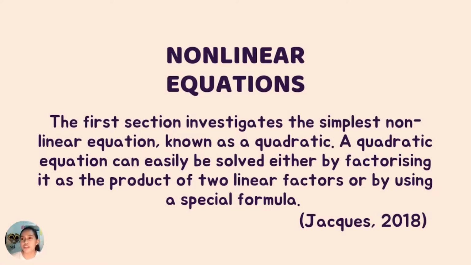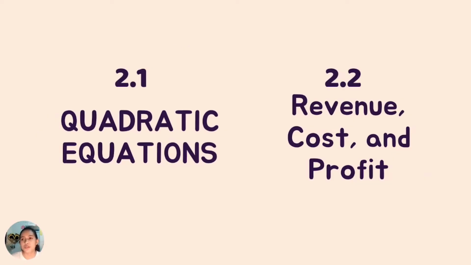Nonlinear equations. The first section investigates the simplest nonlinear equation, known as quadratic. A quadratic equation can easily be solved either by factorizing it as a product of two linear factors or by using a special formula. So what is 2.1 and 2.2? In 2.1, we will talk about quadratic functions, and some parts of 2.2, revenue, cost, and profit, because the next group will continue that part.